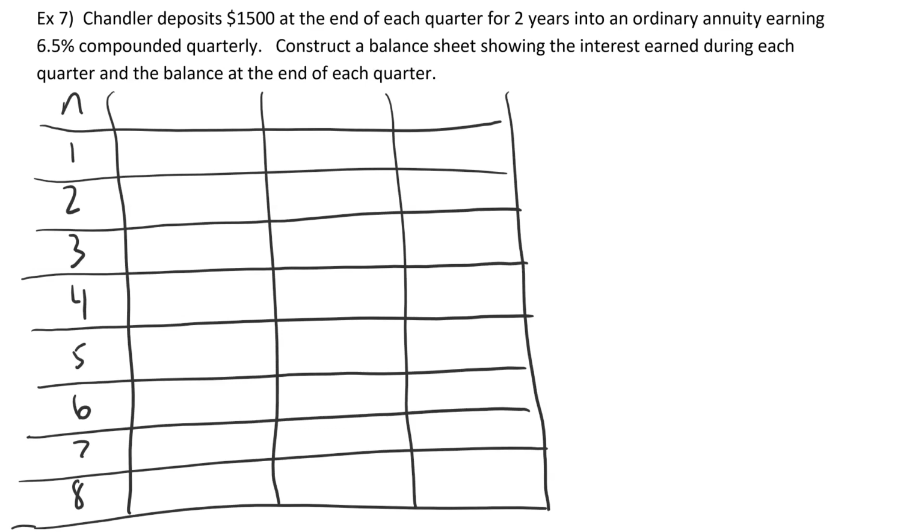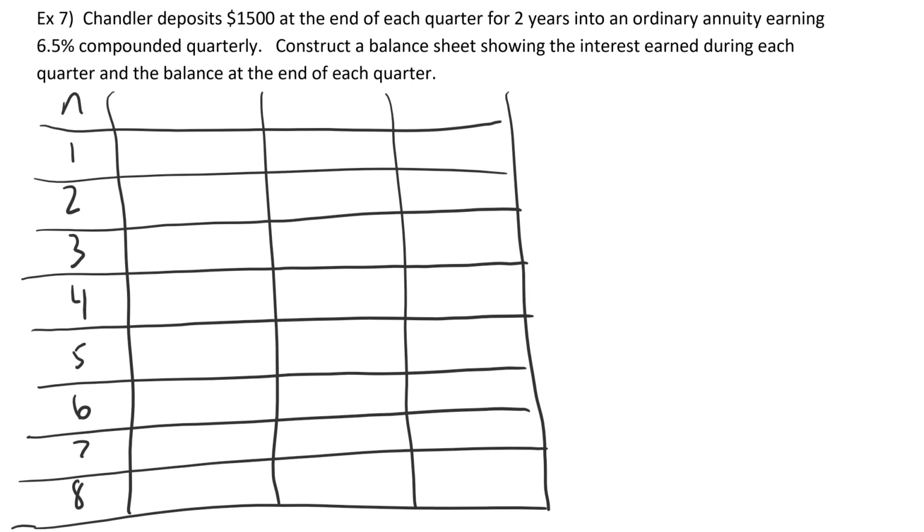Hey everyone, so in this video we're going to be talking about how to create a balance sheet. So let's go ahead and look at the problem. Chandler deposits $1,500 at the end of each quarter for 2 years into an ordinary annuity earning 6.5% compounded quarterly. Construct a balance sheet showing the interest earned during each quarter and the balance at the end of each quarter.